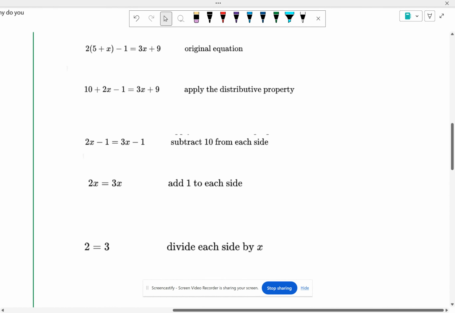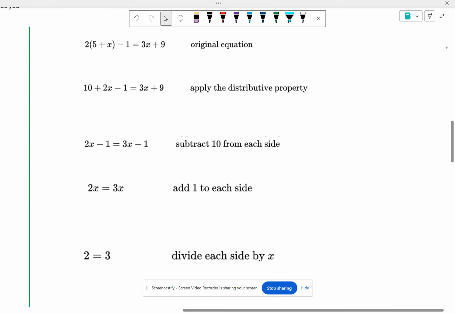Now this next one, again, we're getting a statement that doesn't make sense at the end. But if you look at the equation, the first thing they did is to apply the distributive property. So 2 times 5 is 10, and 2 times x is 2x. So this checks out. That looks like the distributive property to me. And then it says they subtracted 10 from both sides.